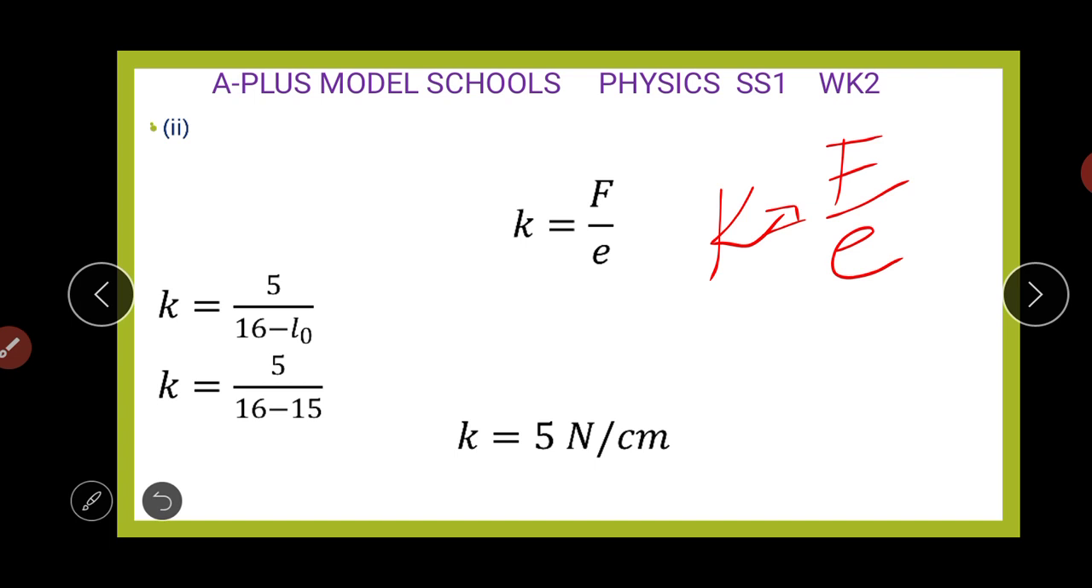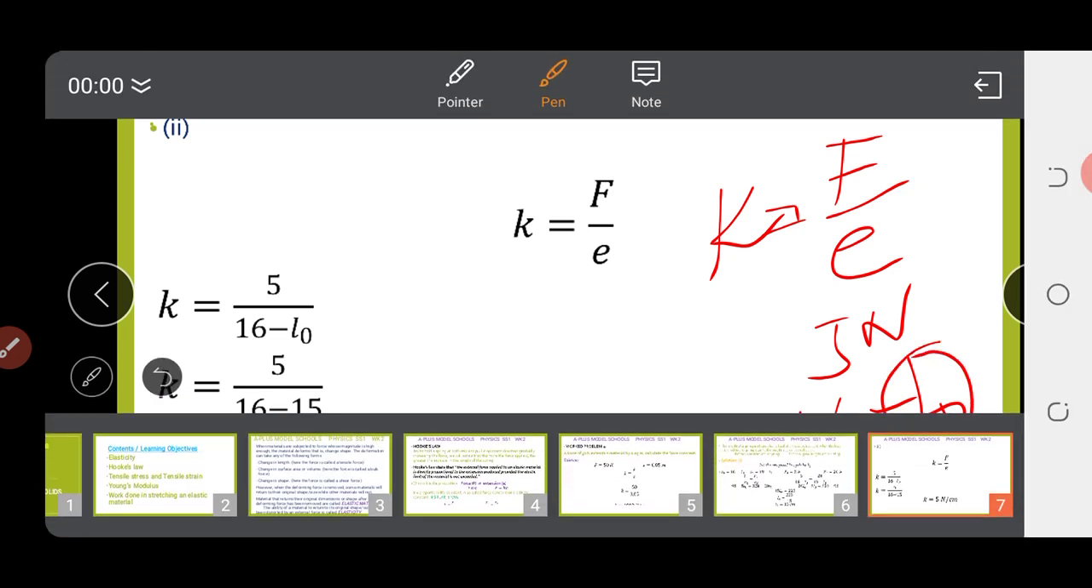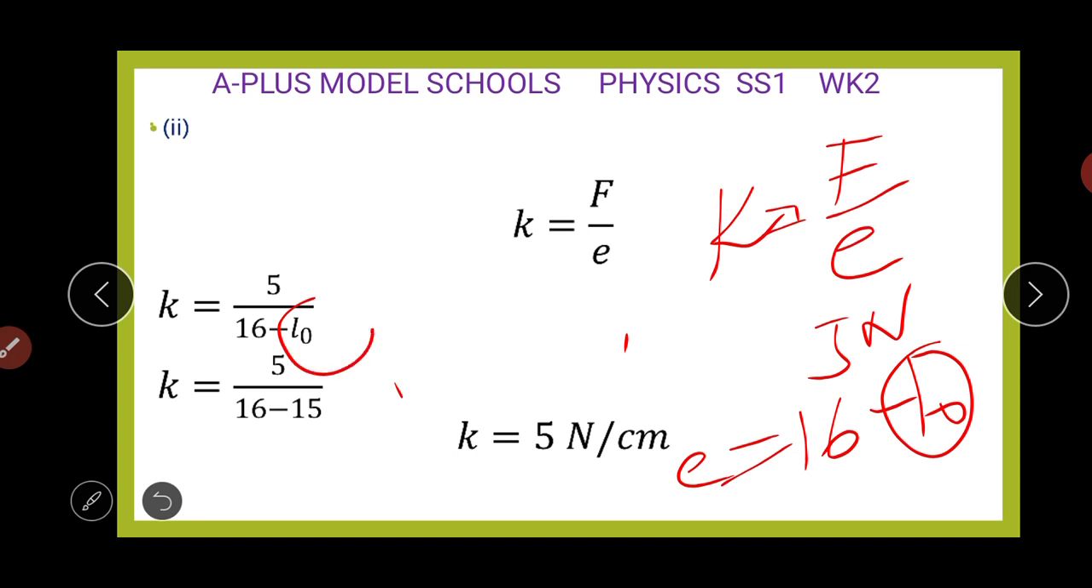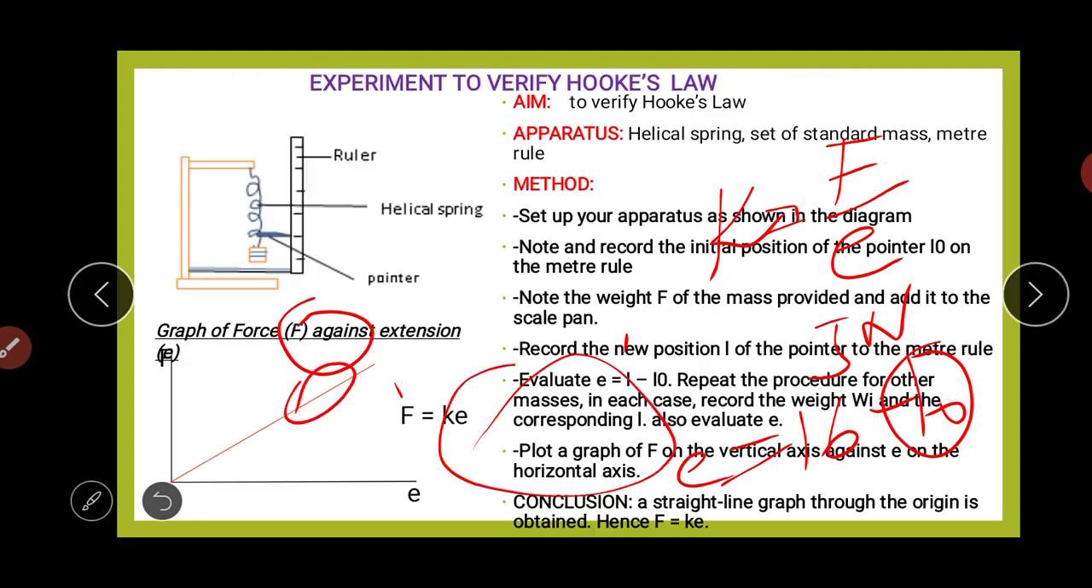In the first case, they say when they apply a 5 Newton load, it's extended to 16. So the extension is 16 minus L naught. Don't forget, we have gotten L naught in our previous question, so we just have to substitute L naught. You can use the second method too, when it is extended to 19. It will still be the same thing. So you get 15 here and you get your K to be 5 Newton per centimeter.